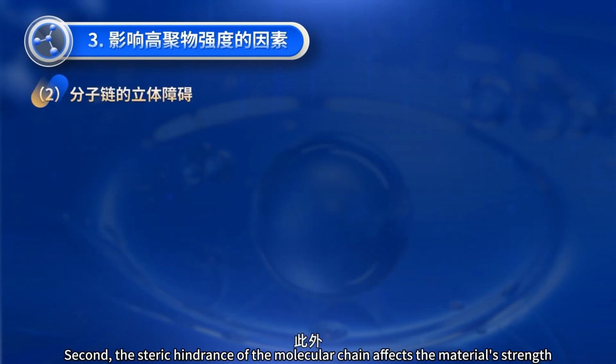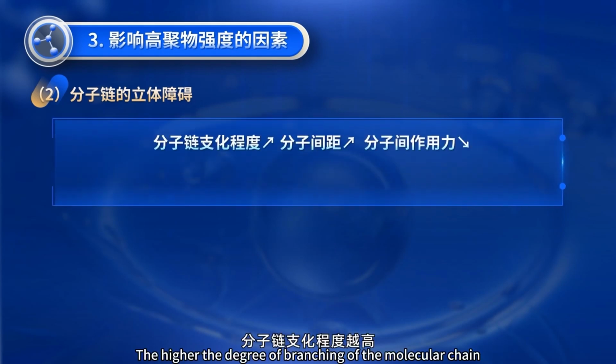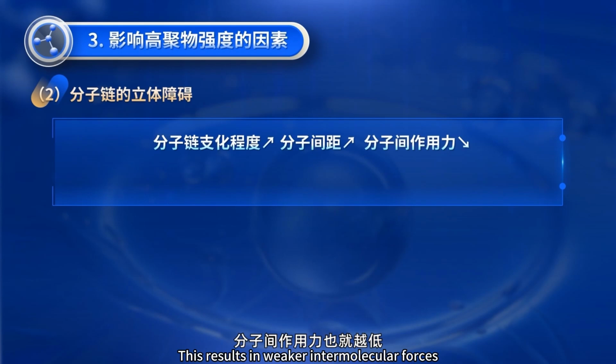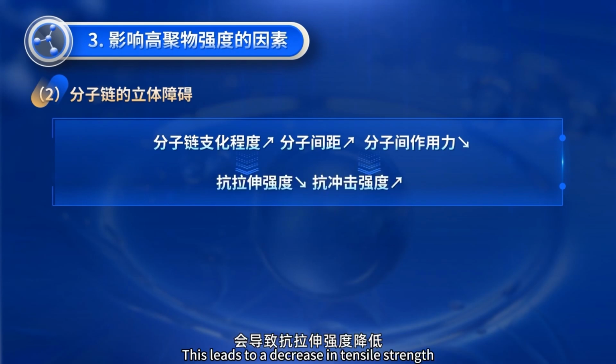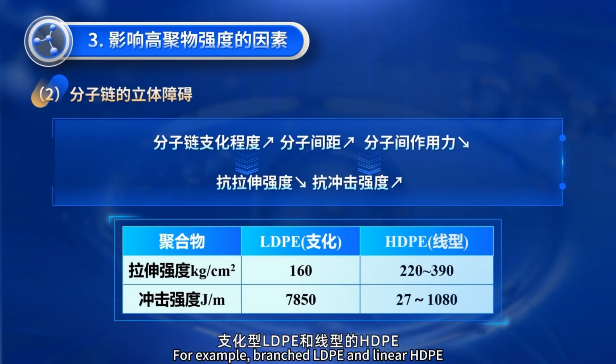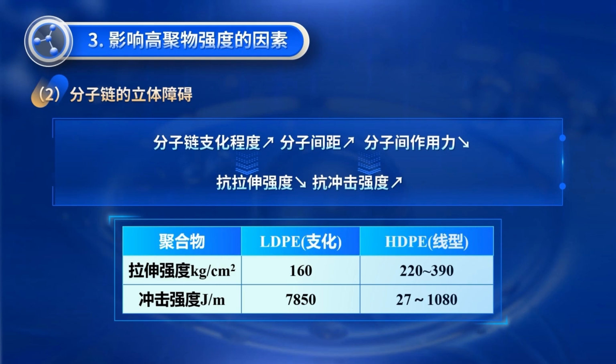Second, the steric hindrance of the molecular chain affects the material's strength. The higher the degree of branching of the molecular chain, the greater the molecular distance. This results in weaker intermolecular forces. This leads to a decrease in tensile strength. However, the impact strength increases. For example, branched LDPE and linear HDPE show differences in impact strength and tensile strength.